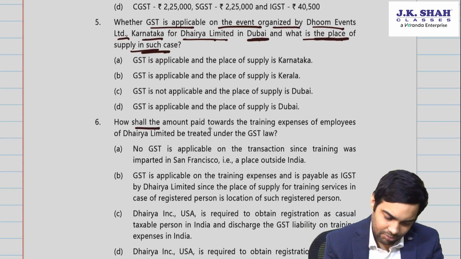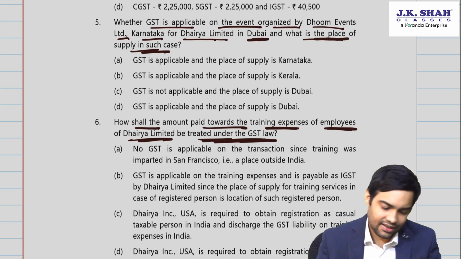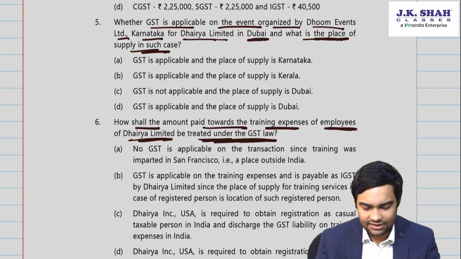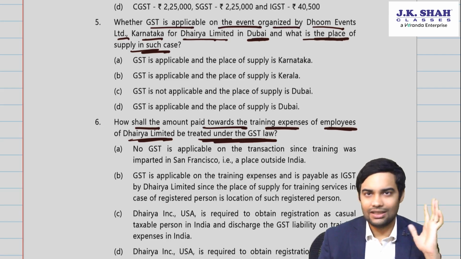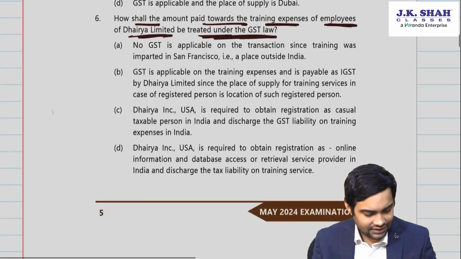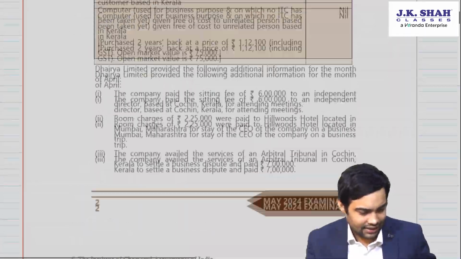How shall the amount paid towards training expenses of employees of Dairy Limited be treated in the GST law? So training services is given. We'll have to see what kind of training is given. Training services, if provided by a supplier who is outside India, section 13 of the IGST Act. If the supplier is an Indian supplier, then section 12, and accordingly we'll have to find the place of supply. Okay, so these are the 6 questions which are asked. Now let's go to the main case study scenario.